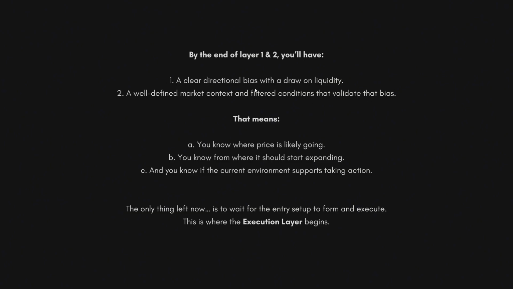that validate that initial directional bias, which basically means that you know where price is likely going or where price is likely headed. Number two, you know where that move should actually begin, or where that move should actually start expanding from. And most importantly, you know whether the current environment is even suitable for trading or not. You know if the current environment supports taking action or executing or framing trades or not.